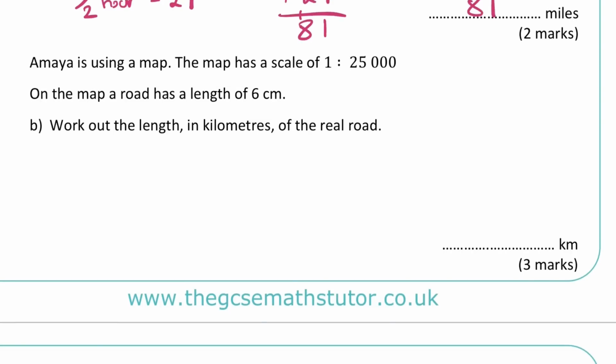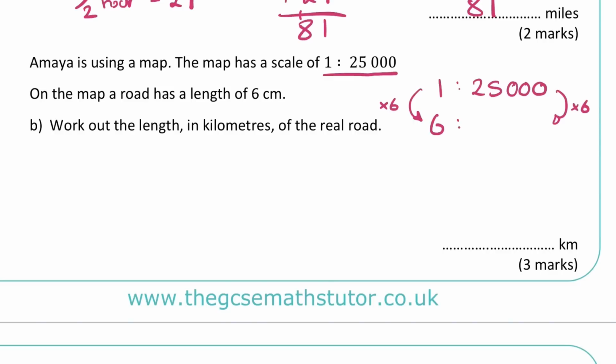Next part, a mayor is using a map. The map has a scale of 1 to 25,000. On the map, a road has a length of 6 centimetres. Work out the length in kilometres of the real road. This actually isn't very nice. Now these sort of scale questions I actually really like. I think they're quite nice questions because 1 to 25,000 just means that it's 25,000 times bigger. Not the nicest of numbers, but if it's 6 centimetres on the map, that is timesing by 6. So all we need to do is do 6 times 25,000, or 25,000 times 6, whichever way you look at it, and we'll have our distance there.